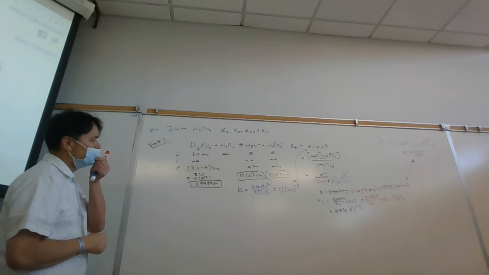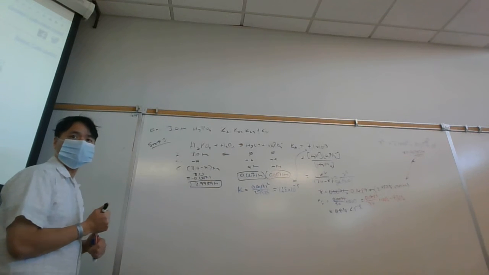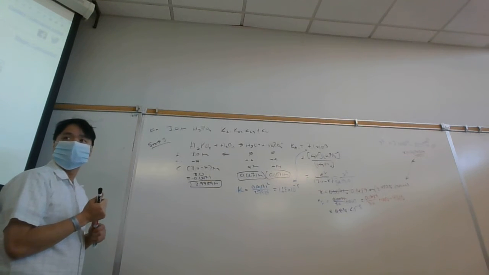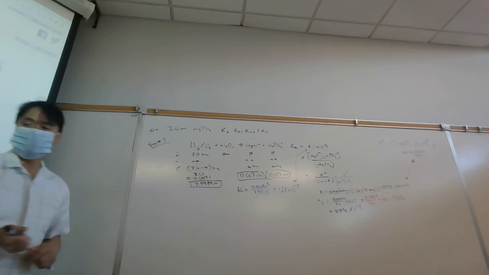Which one do you want to do? Do you want to just keep going with the simplifying assumption since it's valid? Or do you want to just do the quadratic? Actually, I have a question.